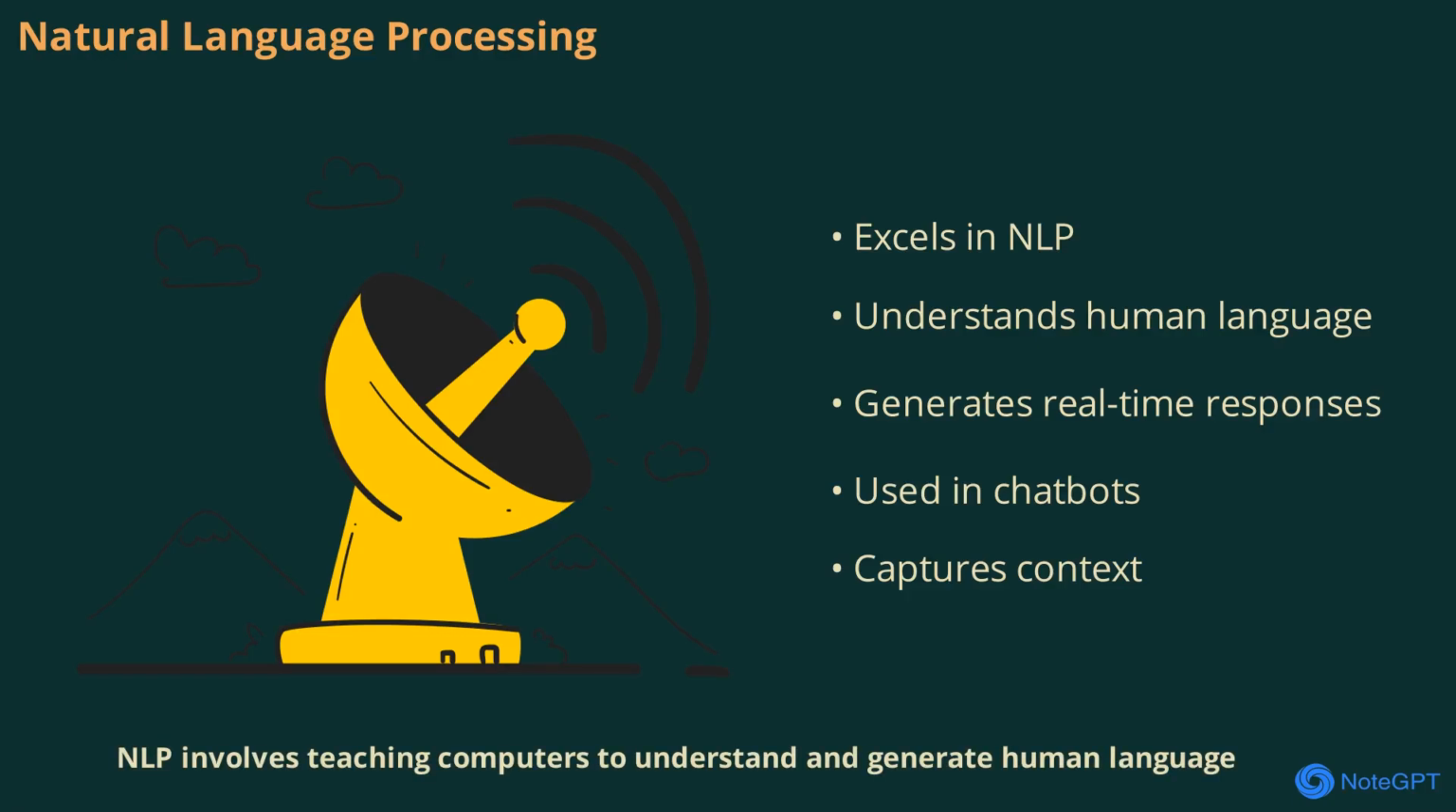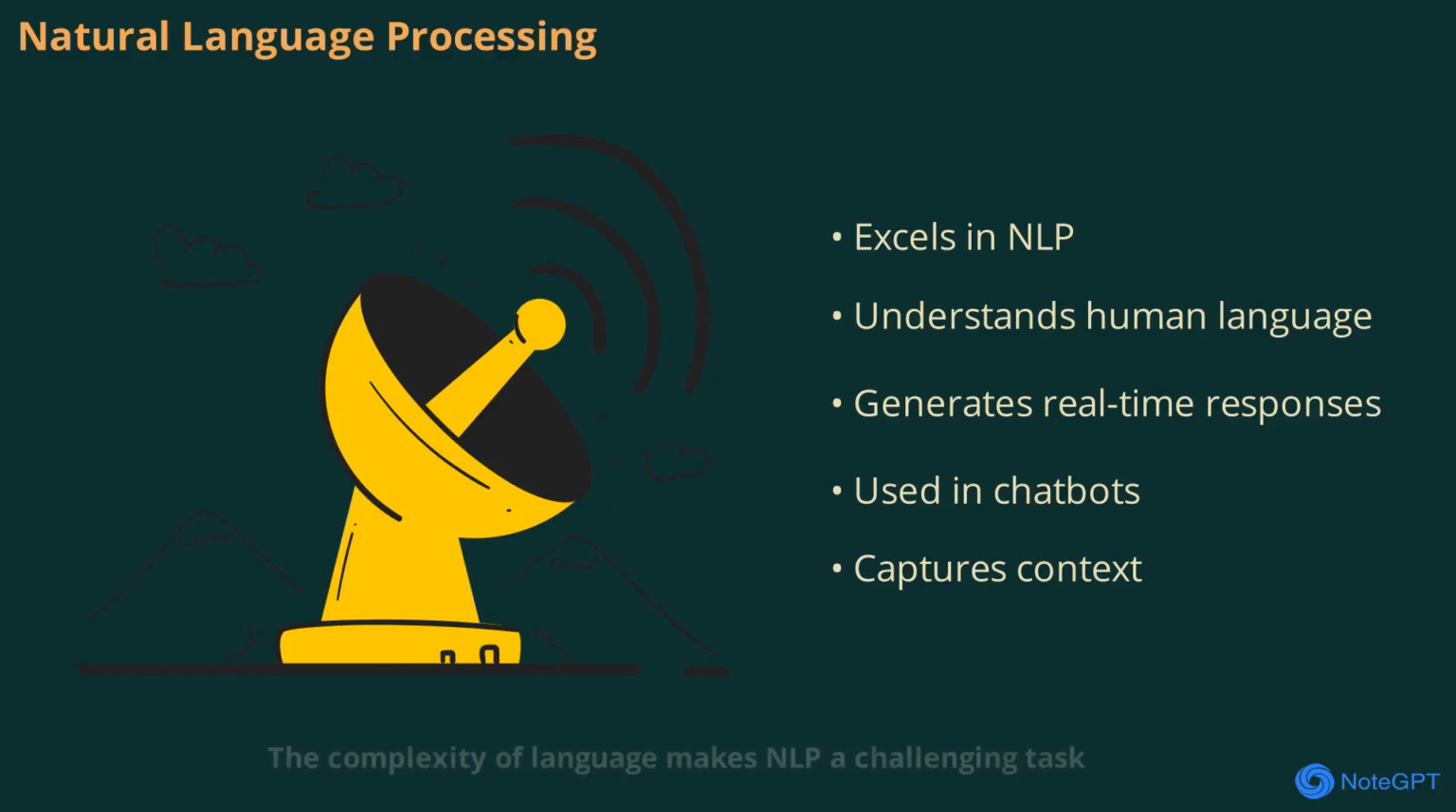NLP involves teaching computers to understand and generate human language. Deep learning models can analyze text, extract meaning, and even generate responses in real time. This technology is used in chatbots, translation services, and sentiment analysis tools. The complexity of language makes NLP a challenging task, but deep learning's layered approach allows it to capture nuances and context that simpler models might miss. As a result, NLP applications have become more sophisticated and effective.